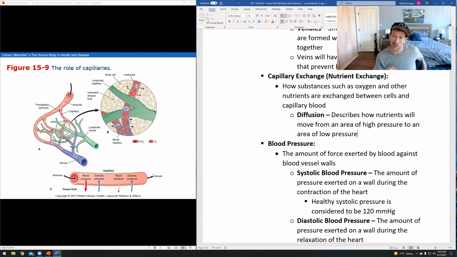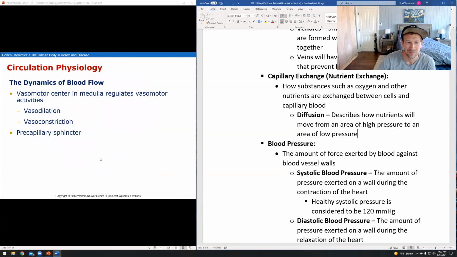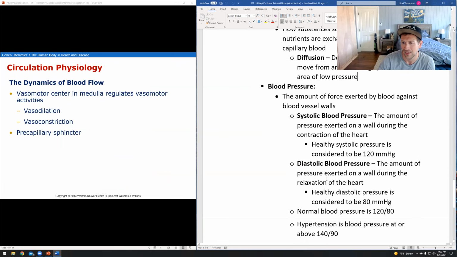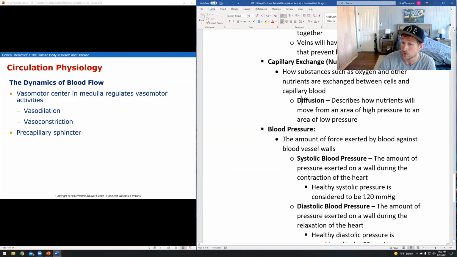And it's going to go from heart to body to heart to lungs to heart to body to heart to lungs, over and over and over again until it gets worn out and ends up in that red blood cell graveyard. And that is sort of what's happening there. And that's all happening because of diffusion.